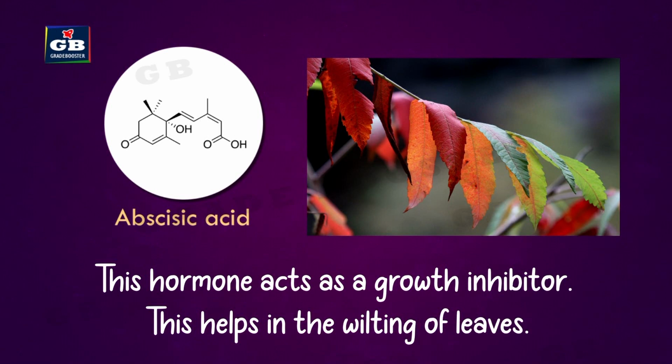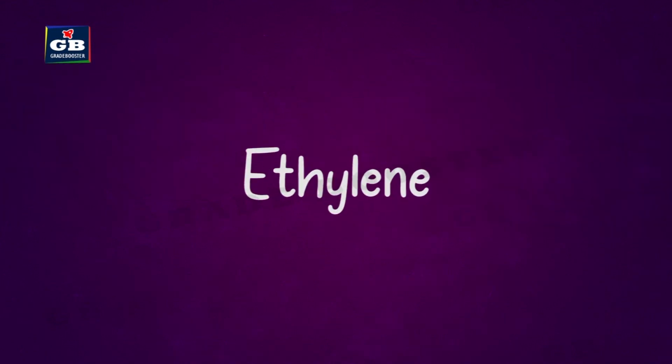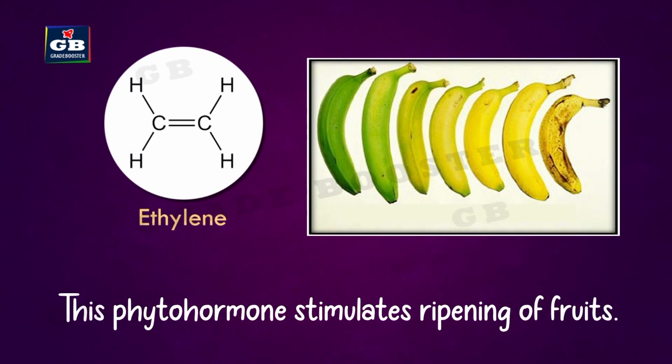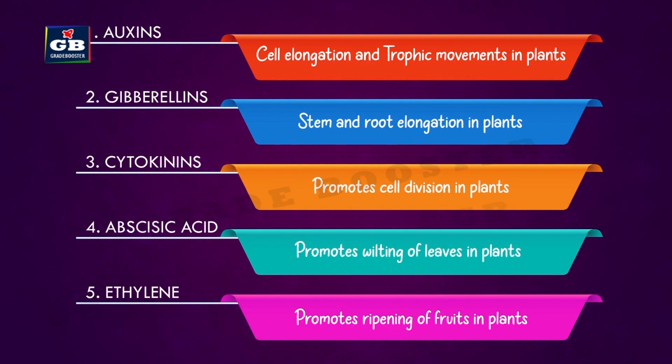Abscisic acid. This hormone acts as a growth inhibitor. This helps in the wilting of leaves. Ethylene. This phytohormone stimulates the ripening of fruits. So these are the 5 major phytohormones and their functions.